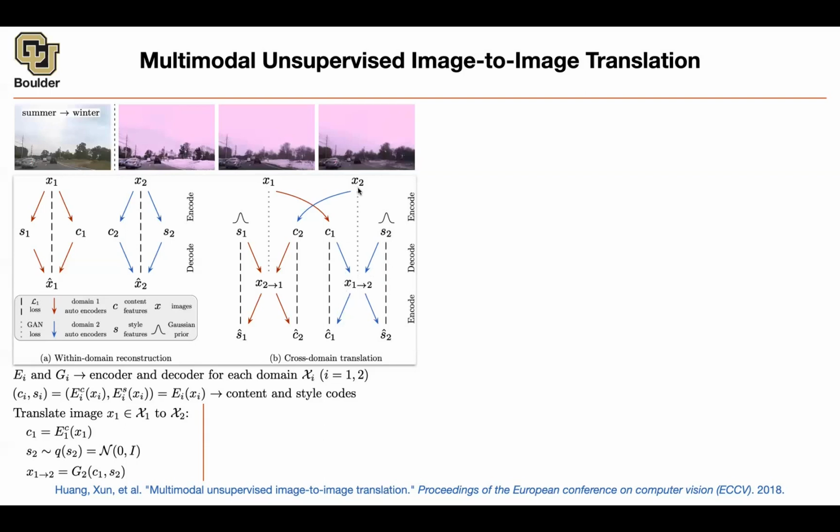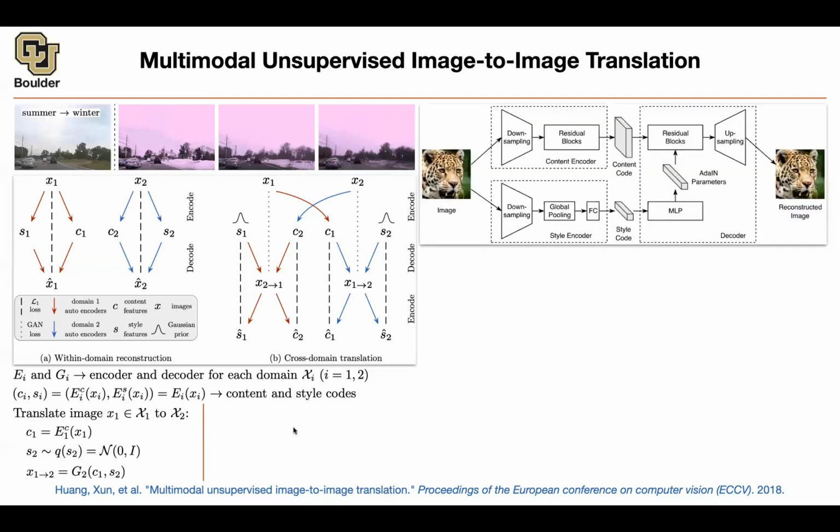Or the other way around. If you have X2, you extract the content, you change the style, and then that's going to give you an image that is going from the winter domain to the summer domain. Okay? The rest of the things that you see in this figure is for training and writing down your loss function. But at this point in the math or in this figure, you can simply rename S1 to be C1, back and forth.